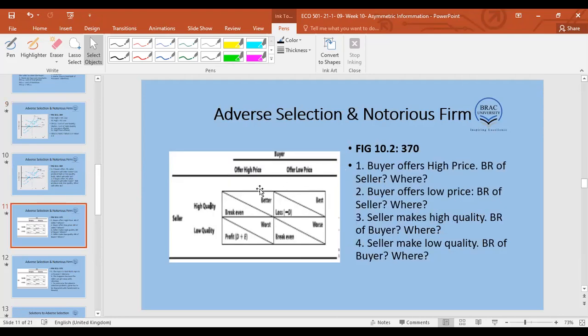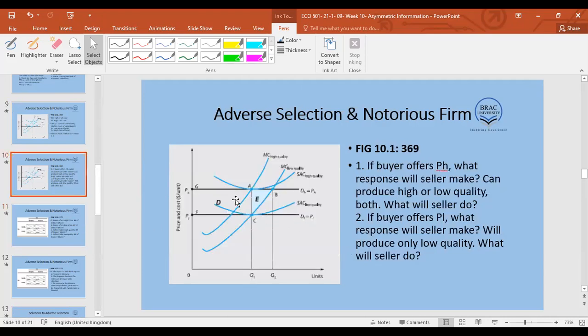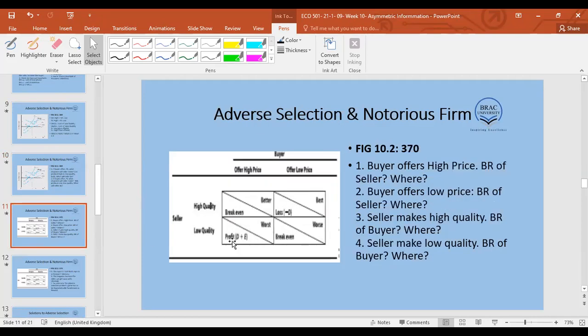So if he has been offered a high price and he also gives a high quality product, he will break even. But if he is offered a high price and he gives a low quality product, then he gets profit D plus E. Correct. Okay, lovely. So he makes a big profit. So what does he do? Definitely the low quality product is the best option for him, the best response, if the buyer offers a high price. Yes, sir. If the buyer offers a low price, what will he do?